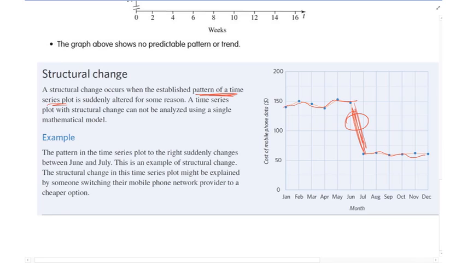And I use the example here. It says cost of mobile phone. So if you've been on a particular plan, your plan finishes, and you've been on a fairly high paying one, it's very expensive, and now you've dropped down, it goes back to fairly standard rates, but you've had a big drop. That's a structural change. Okay, so let's have a quick look at some examples.